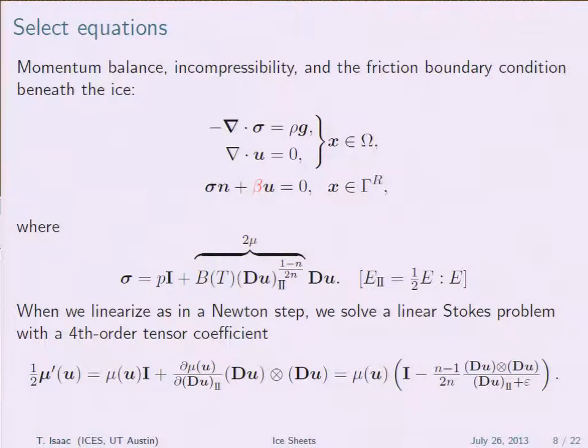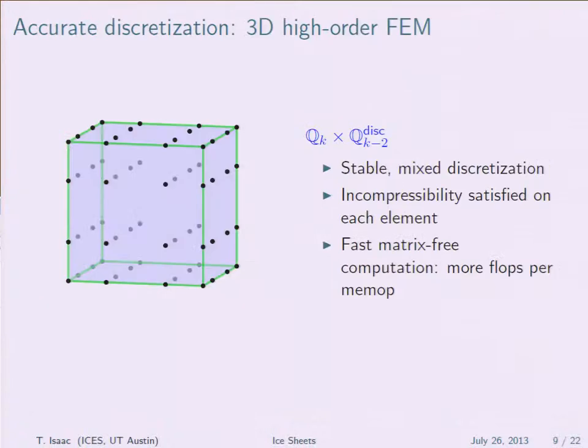So if you tried to write the effective viscosity of this Stokesian material, you would see that the velocity appears inside of that viscosity itself. That's the source of the nonlinearity, which means when we do something like linearize to solve a Newton step, the effective viscosity is now no longer just a scalar, it's a fourth order tensor coefficient. So the Newton step ends up being a very general, highly heterogeneous linear Stokes problem.